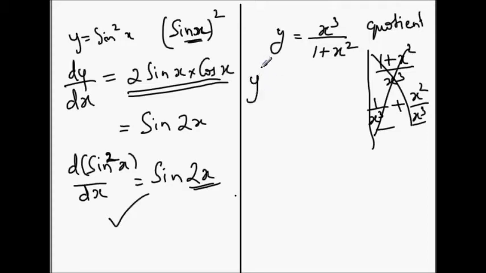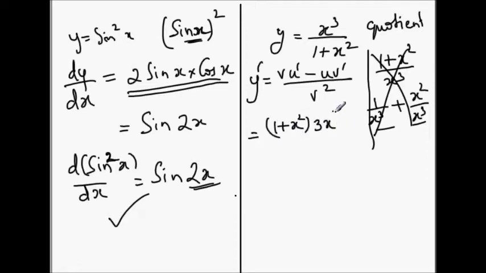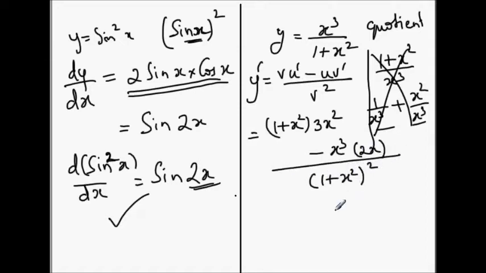The quotient rule says y dash is (v u dash minus u v dash) over v squared. So v is 1 plus x squared and u dash is 3x squared, minus u is x cubed and v dash is 2x, divided by (1 plus x squared) the whole squared. It's always better not to simplify the denominator here, but simplify the numerator first.